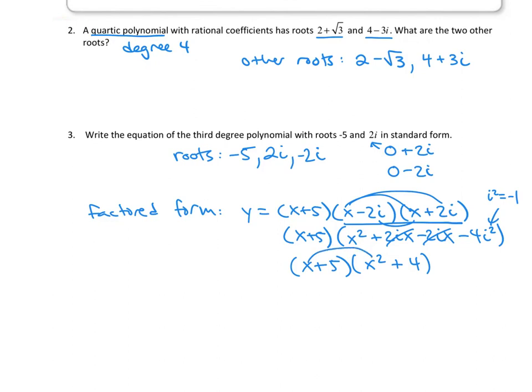So x times x squared would be x to the third power. 5 times x squared would be 5x squared. And x times 4 would be 4x. And 5 times 4 would be 20. And that would be standard form for that polynomial.